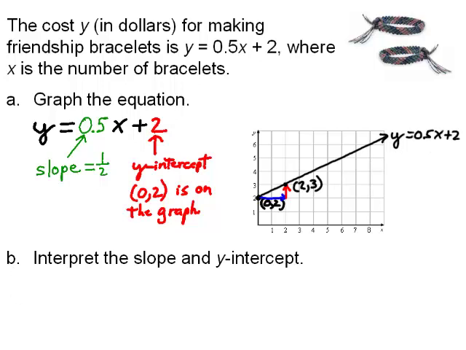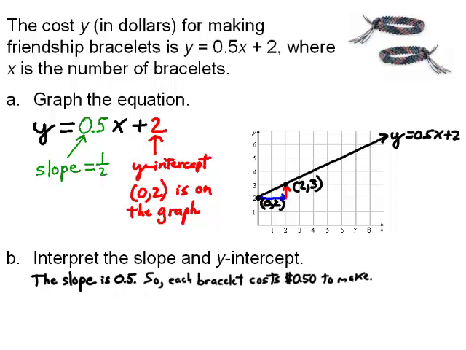Part B. Interpret the slope and y-intercept. Well, we already know that the slope is 5/10 or 1/2, and the slope represents the rate of change. In this problem, y is the cost for making friendship bracelets, where x is the number of bracelets. So the slope is the change in cost per bracelet, so each bracelet costs 50 cents to make.